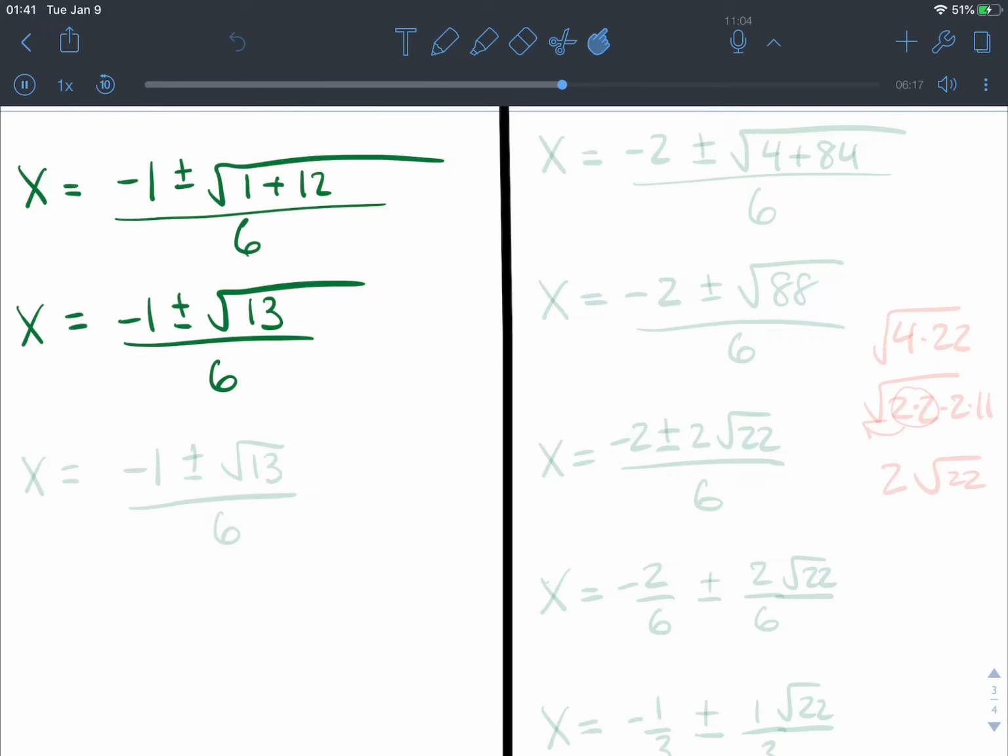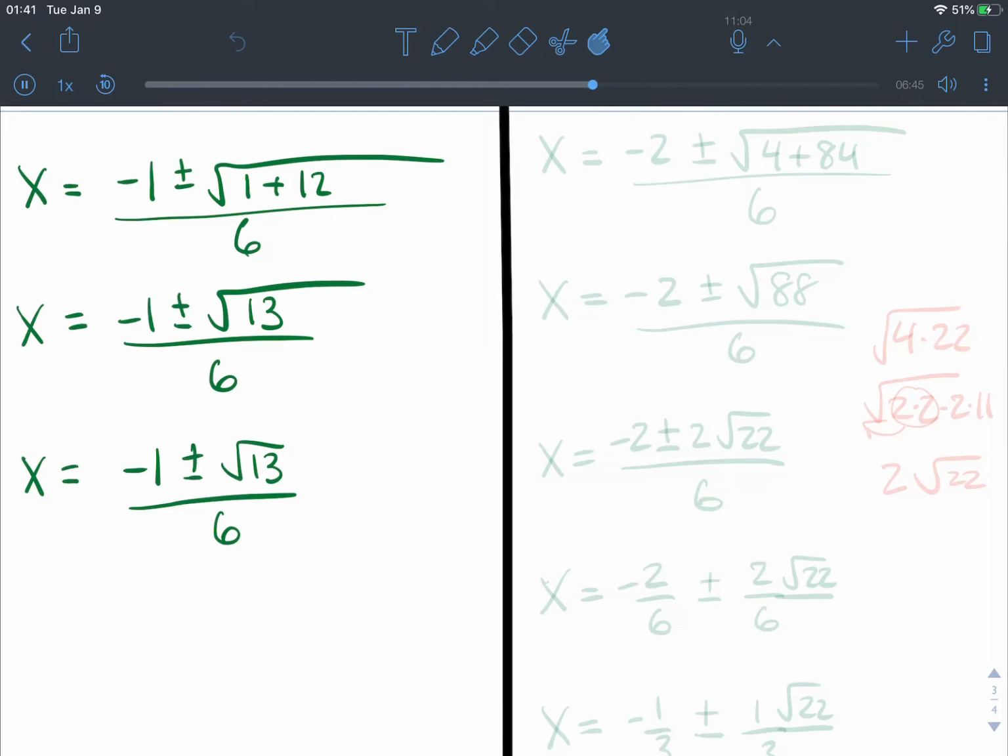We can't break down the square root of 13, so the good news is you literally can stop there, and your answer is x equals -1 plus or minus the square root of 13 divided by 6. All right? That's it. That's your answer. You can't break it down. And if the paper is asking you to round it to the nearest hundredth or nearest tenth, you can simply plug that into your calculator.